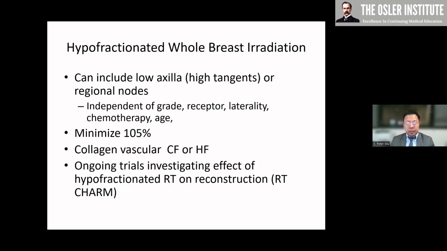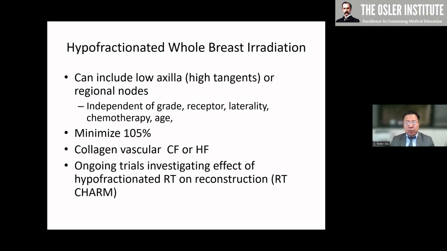They can also indeed even now, and you'll see it in the NCCN guidelines, this can also be done in a regional nodal radiation aspect. I apologize, this slide looks like it doesn't include that. As long as there's no reconstruction. And I made sure to add here, there are ongoing trials investigating the effect of hypofractionated radiation on reconstructed chest walls. And that's the Alliance trial, RT CHARM.